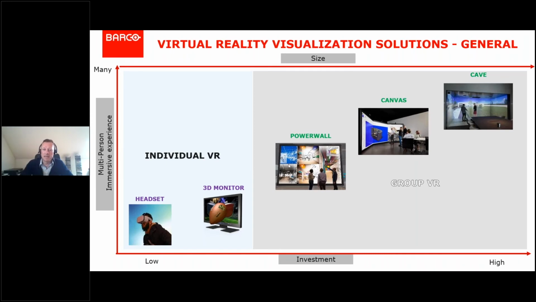So that's a little bit how we overview the VR visualization solutions today. And depending on your use case and budget, it could be a good solution to use a headset, a Powerwall, or a Cave, or one of the other solutions.